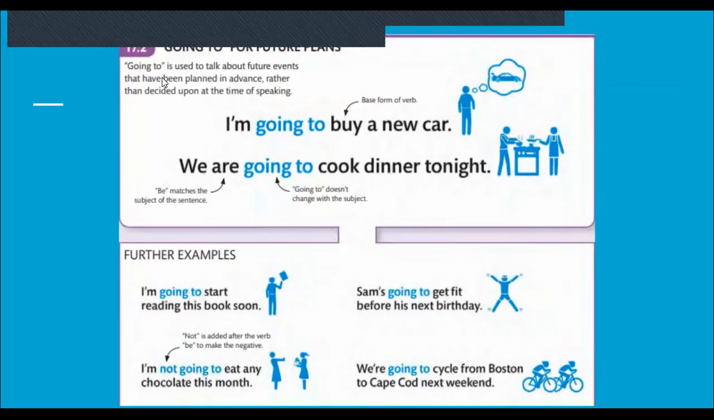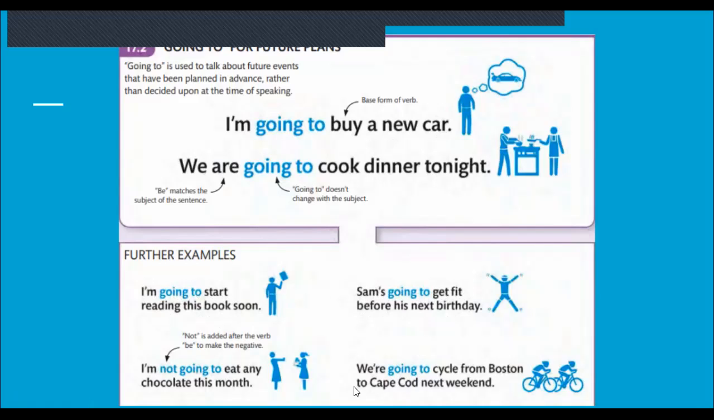Going to for future plans. Going to is used to talk about future events that have been planned in advance rather than decided upon at the time of speaking. I am going to buy a new car. We are going to ccook dinner tonight. I am going to start reading this book soon. Sam's going to get fit before his next birthday.